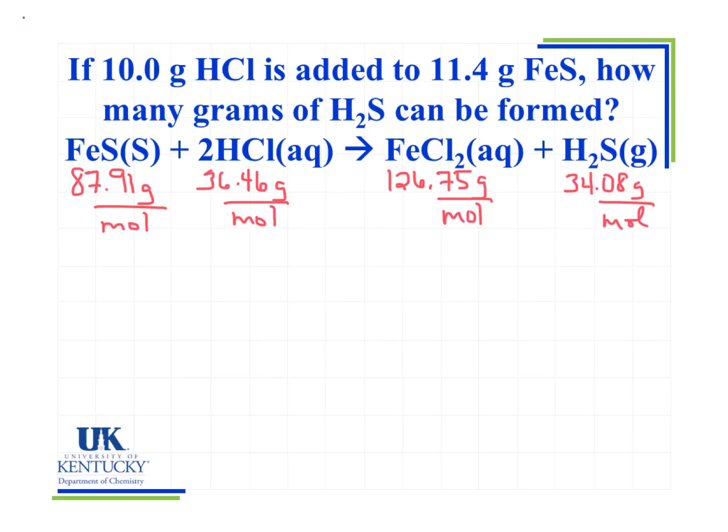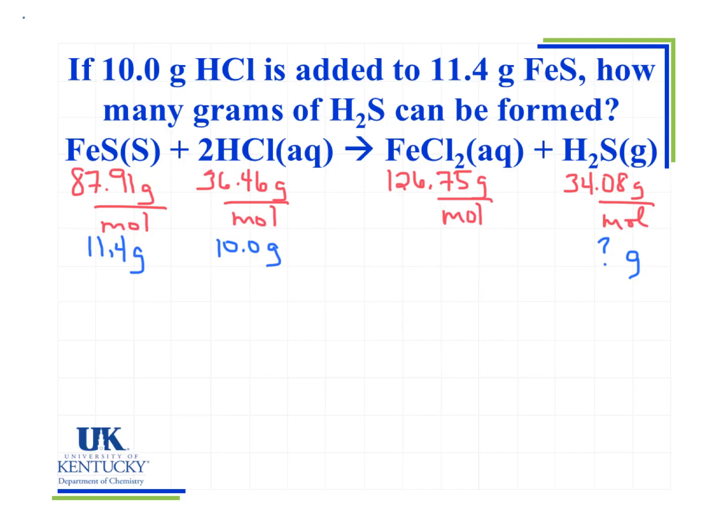So I'm also going to write down the information that's given in the problem. So we're told we have 10 grams of HCl and 11.4 grams of FeS, and how many grams of H2S? I'm going to put a question mark there to remind me that that's what I'm looking for. Now notice that in the problem I'm given the amounts of two different reactants, and that's my big red flag that this is a limiting reagent problem.